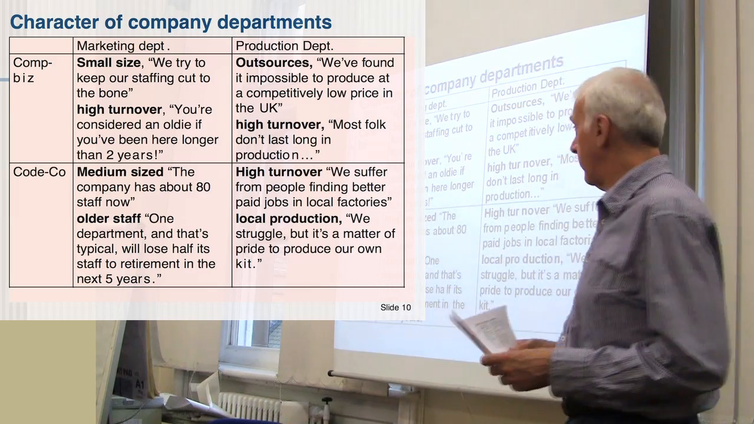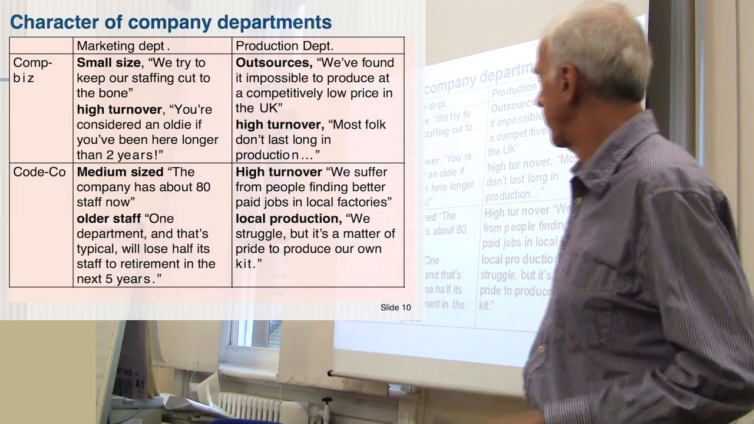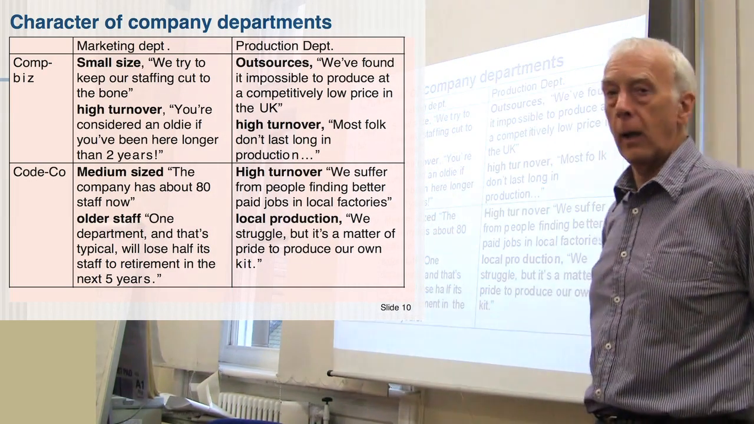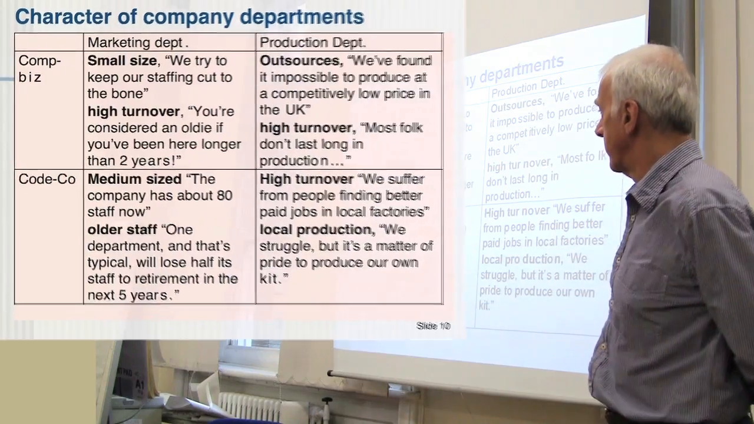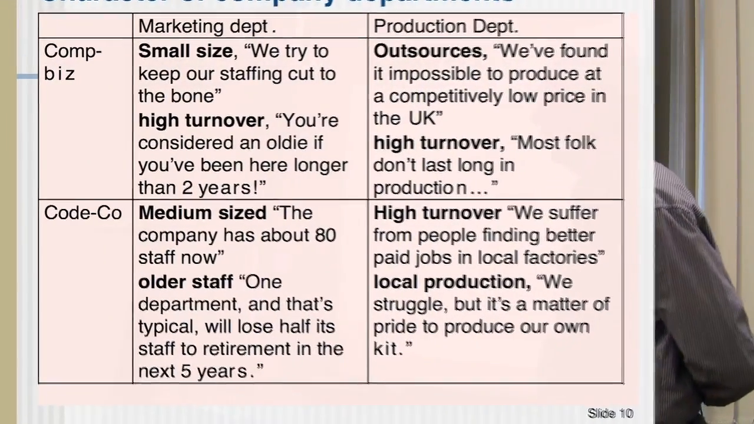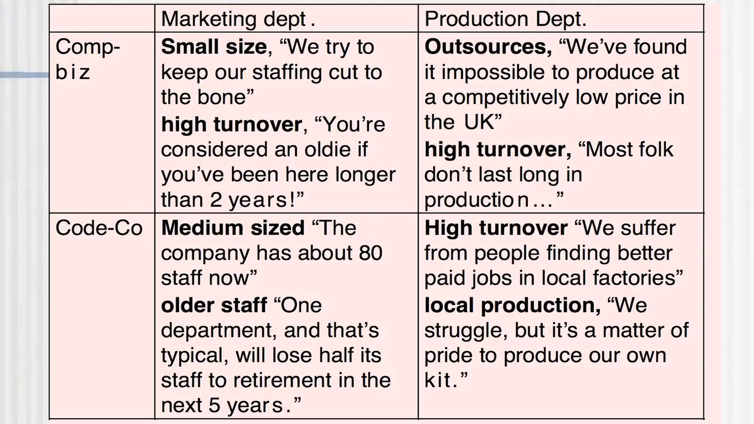So here's a more realistic one. This is actually back to a study I think I've mentioned before, which was done by a PhD student here some years ago now, looking at a couple of small high technology companies in the Yorkshire area. And what it's doing here is comparing two different departments in the two companies, marketing department, production department, in CompBiz and CodeCo, which are made up names. And here are some quotations for what they were talking about.